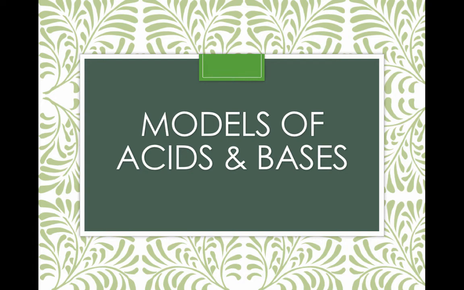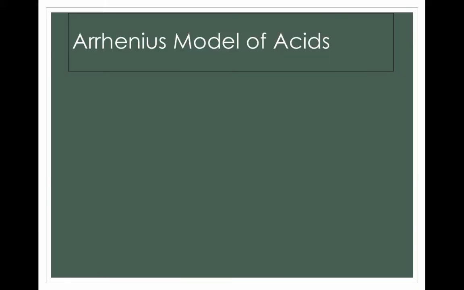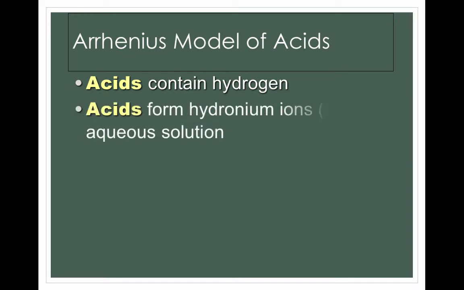I'm going to be talking about models of acids and bases today, specifically two models. The first model is called the Arrhenius model, and Arrhenius created this model to define what an acid and what a base actually is, and the model is fairly simple. So he said acids contain hydrogen. If the hydrogen is the cation in the compound, it's an acid.